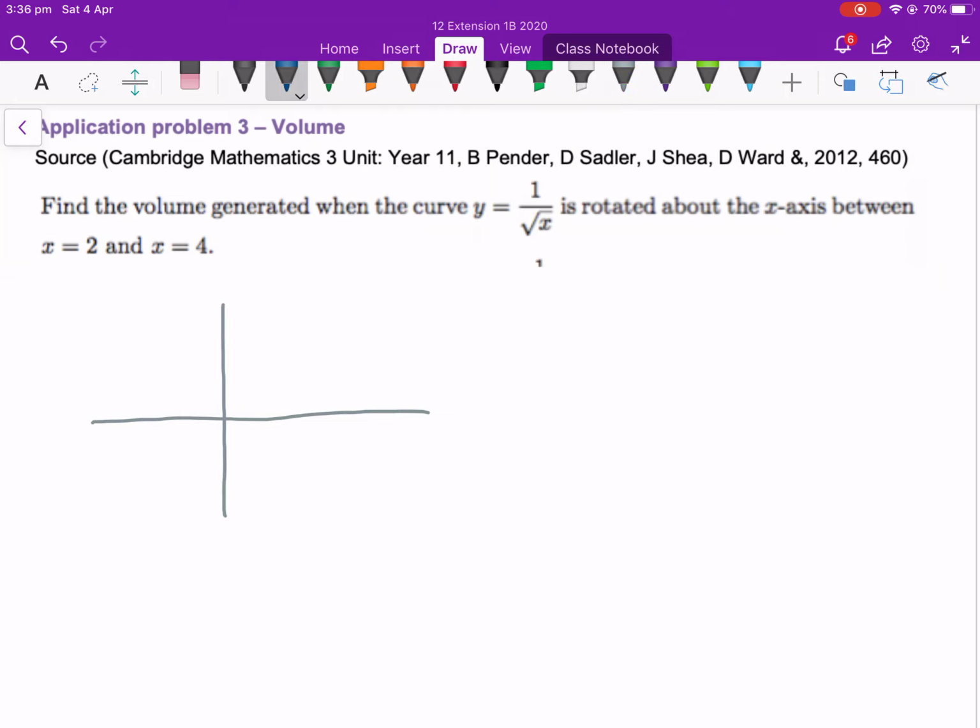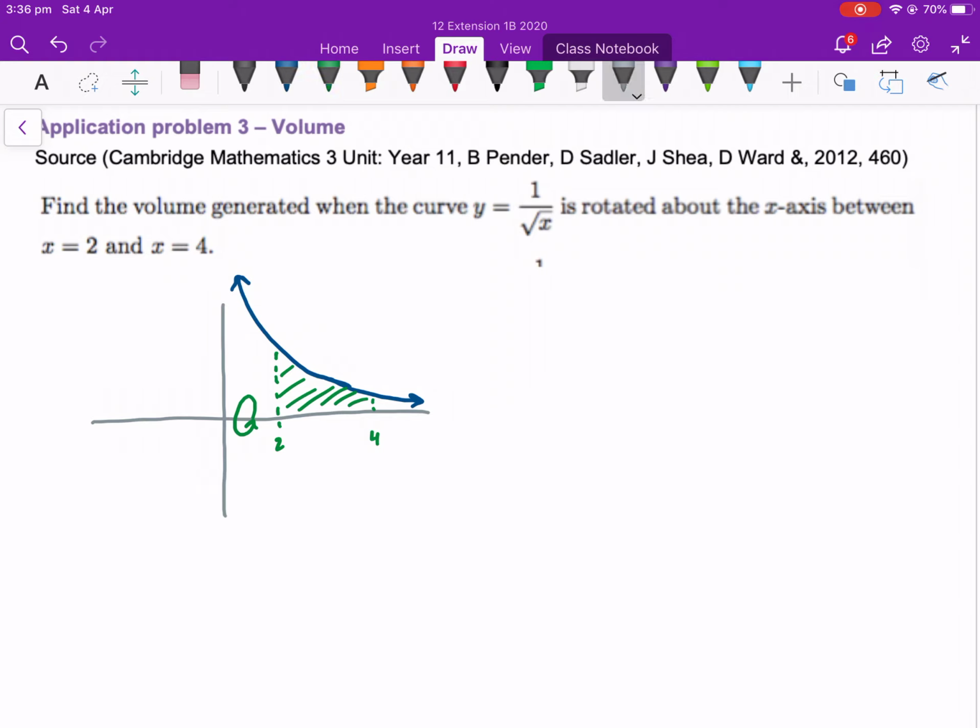The graph y equals 1 on the square root of x will look something like this. It's just taking a graph of 1 on x and square rooting the x value to make it smaller. And we've been asked to find between x equals 2 and x equals 4. So let's say that x equals 2 is here, x equals 4 is this bit here. So we're taking this section and rotating it around the x-axis.